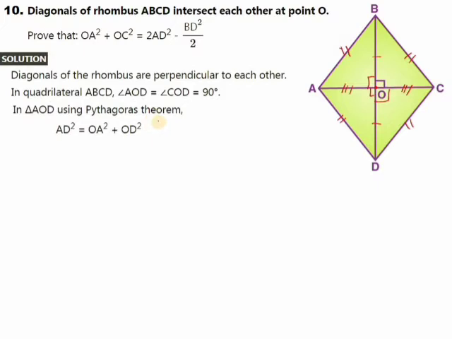Now from here we will calculate what is OA square, because in the left hand side we have OA square, isn't it? So let's calculate OA square. OA square will be AD square minus OD square. Let me call this equation number 1.